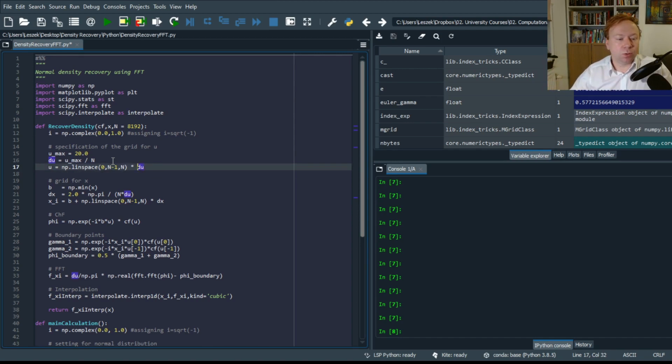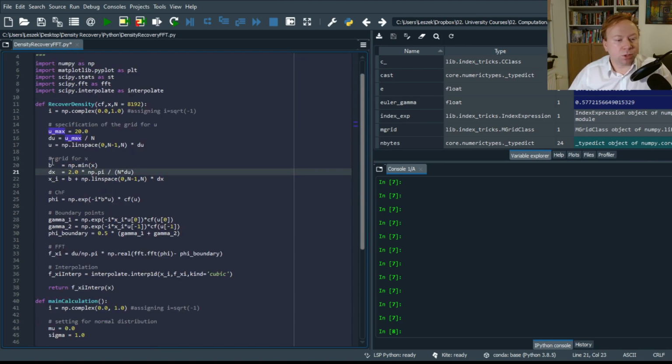And this is what we also use here. And then we define a grid until U maximum. The dimension for x, maybe you remember we have this free parameter b. In this case, I'm just choosing b to be the minimum of the input that is put.